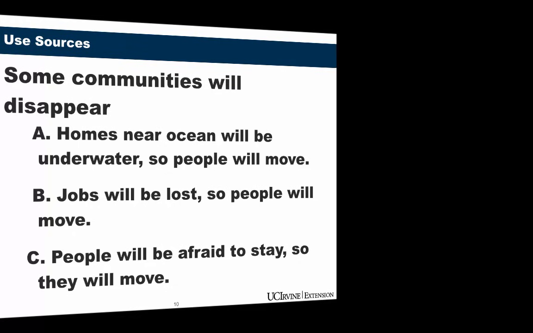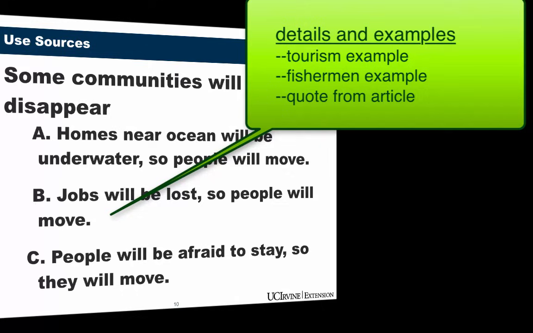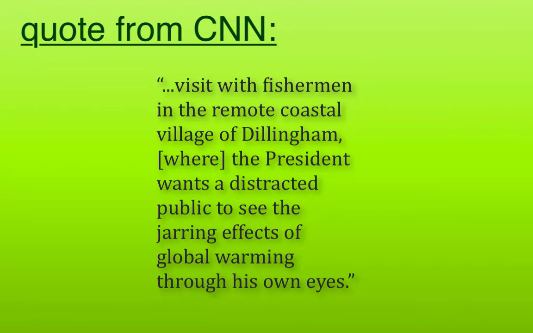For the second supporting idea, the writer wants to use these details. Tourism will be affected and fishermen will be hurt. But then the writer will want to use a source to help support this point. He decides to use a source from CNN's website about President Obama's visit to Alaska. It says that even Obama is trying to make people aware of the problem with his visit with fishermen in the remote coastal village of Dillingham, where the president wants a distracted public to see the jarring effects of global warming through his own eyes.